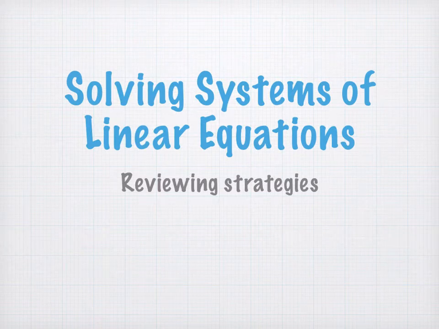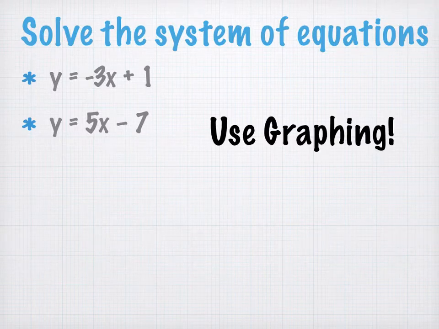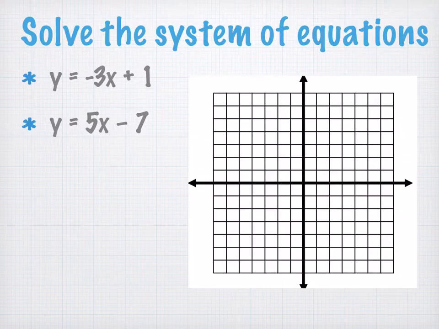Some strategies for solving systems of linear equations. In this first example, both of the equations are lines and they are in slope-intercept form. And so we will use a coordinate grid and graph the two lines and see where they intersect. That will be the solution to the system of equations.